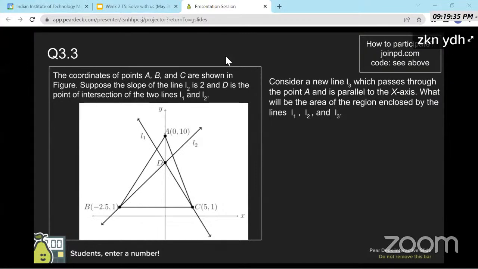Is that approach right, sir? Can we find out the area on the ratio basis? Area of what? Area of the required triangle L1, L2, L3.